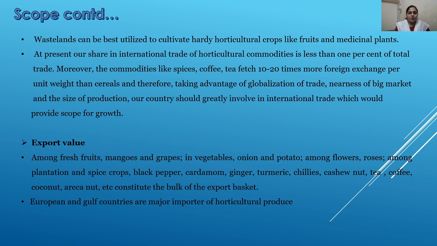Then the export value is also one of the important scopes of horticultural crops. Among fresh fruits, mangoes and grapes are widely exported throughout the world. In vegetables, onion and potato fetch a good price. Among flowers, roses have a high demand. Along with this, some of the spice crops such as black pepper, cardamom, ginger, turmeric, chilies, cashew nuts, tea, coffee, coconut, areca nut, etc. also help in the bulk of the export basket. All these products have a very high export value in foreign countries. Specifically, the European and the Gulf countries are the major importers of the horticultural produce which is produced in India.